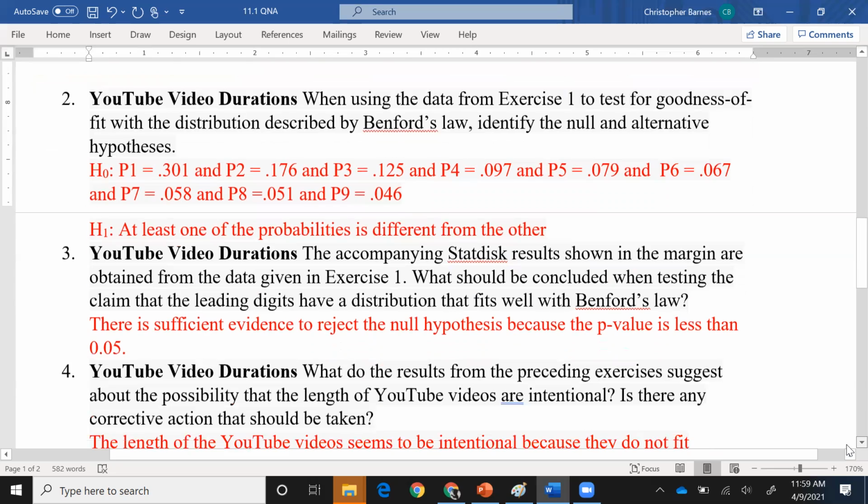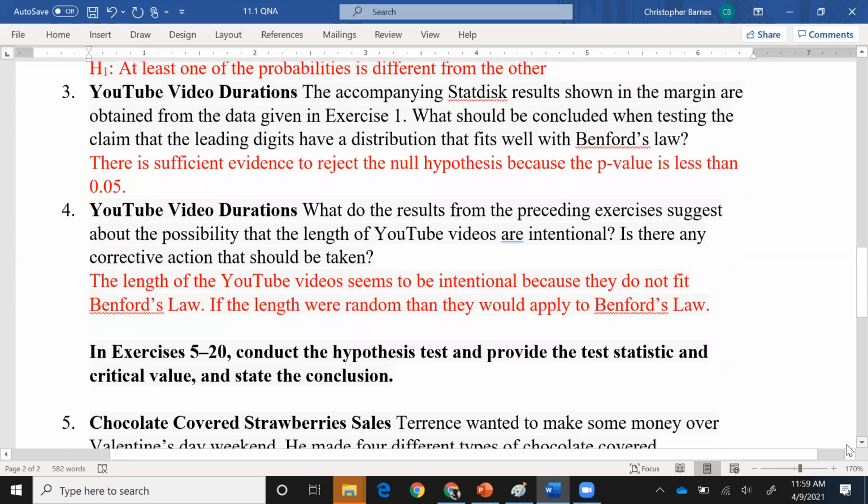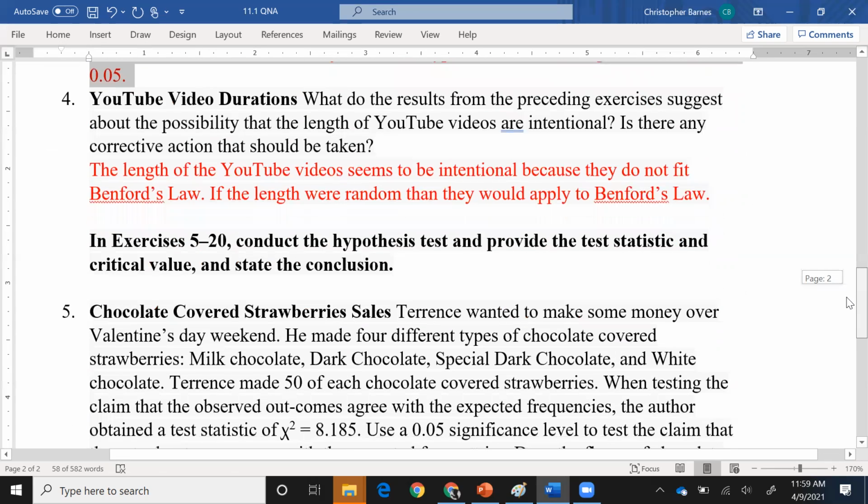All right, okay. And then next we have YouTube video durations. The accompanying StatDisk shown in the margin are obtained from the data. What will be concluded when testing this? Well, actually, we won't do three. I don't have it right here for you. I need to create a StatDisk thing that looks like the numbers. We're going to skip three. That's just going to be ridiculous. So let's go with four.